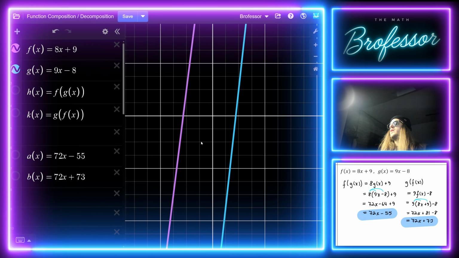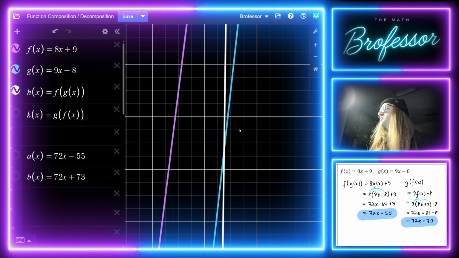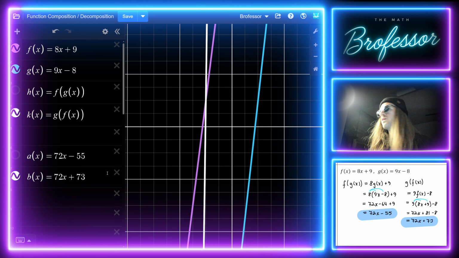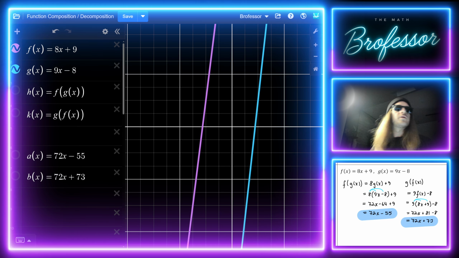Okay, so here we go. Our purple is our F, and our blue is our G, as always. And here is the first composition accurately. And then let's check our answer. And we have the same line. Good. Here is g of f of x. And let's check our answer. And we have the same line. Awesome. That worked. Very good.